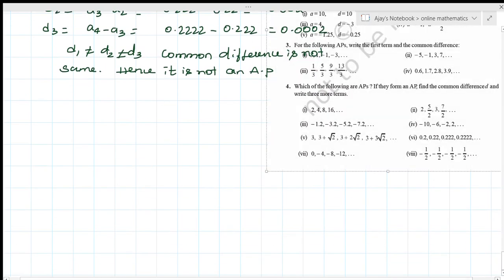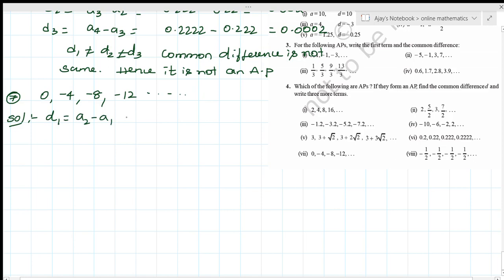So I have two other problems. That is question number 7. Question number 7 reads 0, minus 4, minus 8, minus 12 and so on. In this problem, first I have to check whether it forms an AP or not. To check that, I just need to find D, the common difference. D1 is equal to A2 minus A1. A2 is minus 4 minus 0, it is minus 4.